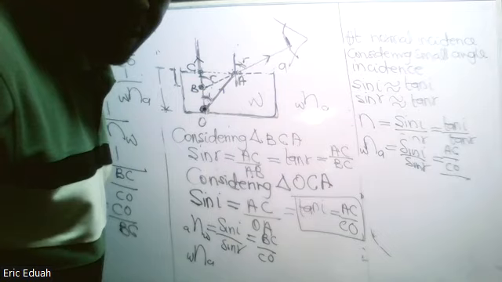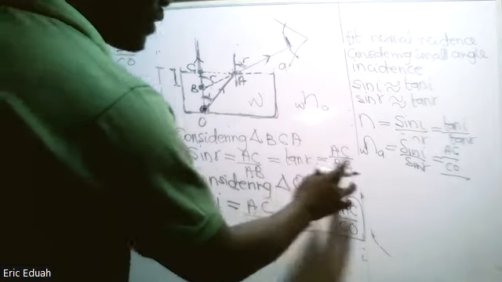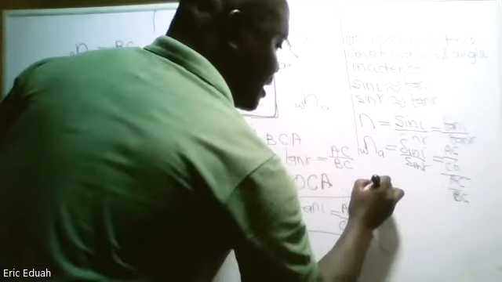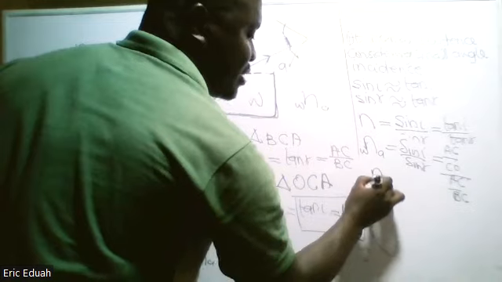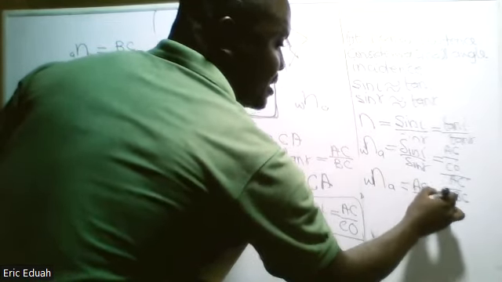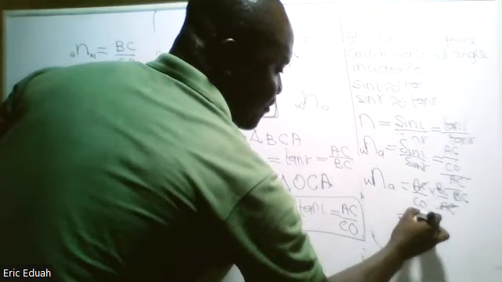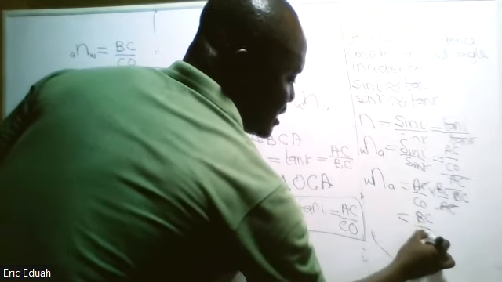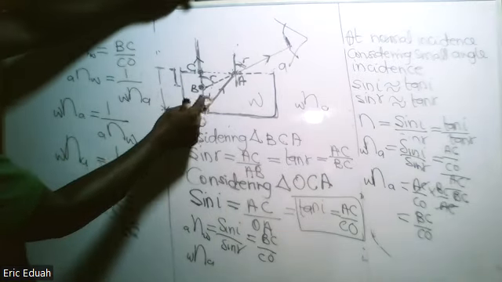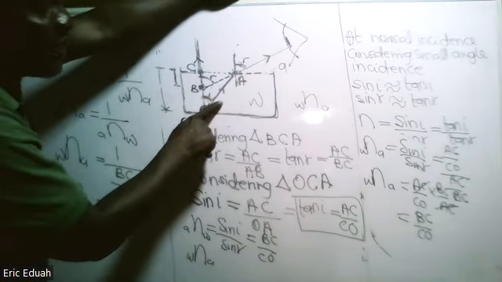let me clear this from the screen. Tan R, which is AC over BC. Therefore, the refractive index from water to air is equal to AC over CO times BC over AC. This and this will cancel, so we have BC over CO. Now, because this ratio, we are taking this angle over this angle, this is the refractive index of air with respect to water. Please, are we okay?